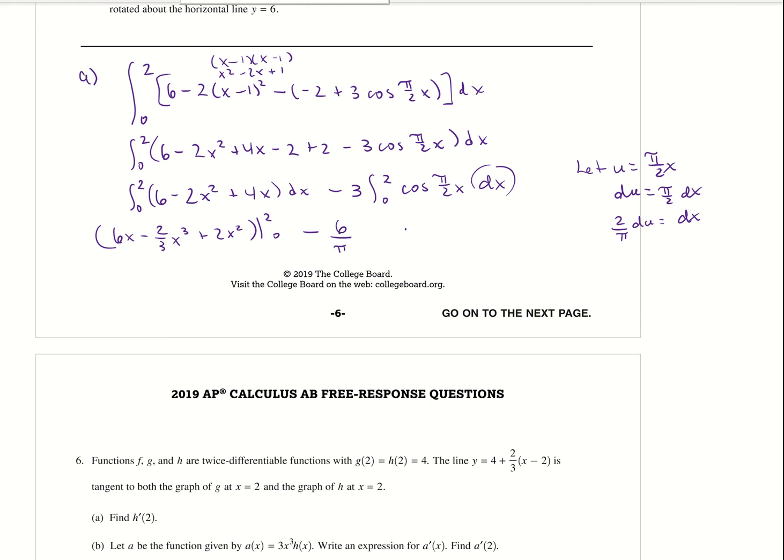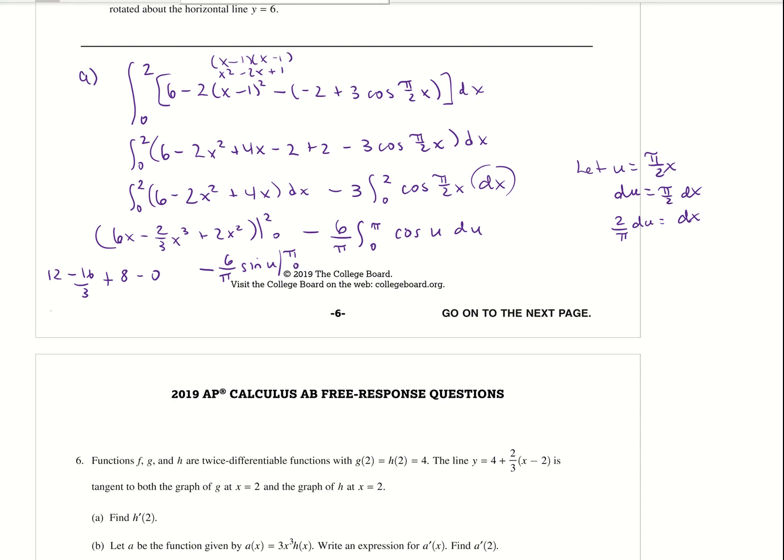If you want, you can change these limits right here, just one option of many. If I do that, this would now become pi and 0, and this would be the cosine of u du. Now, if you change the limits, then you are never leaving that u. If I evaluate this at 2, I'd get 12 minus 16/3 plus 8, and then minus 0 for all of that part. And then over here, the integral of cosine is sine, so this would be minus 6 over pi sine of u, evaluated from 0 to pi. By the way, on the real FRQs, you have plenty of room.